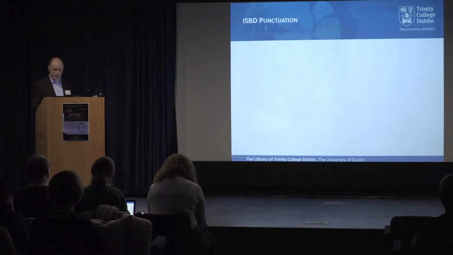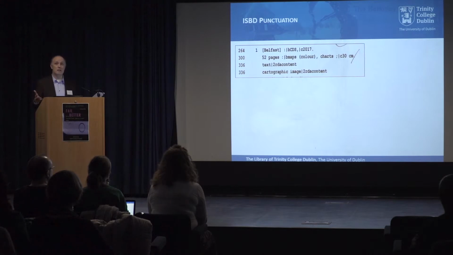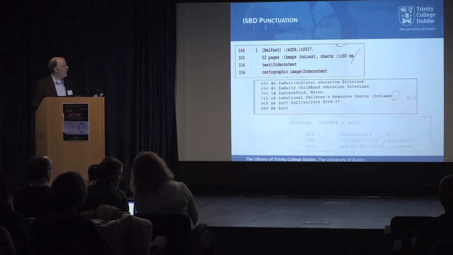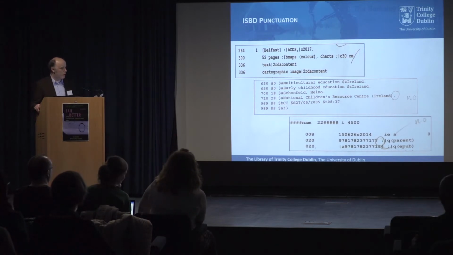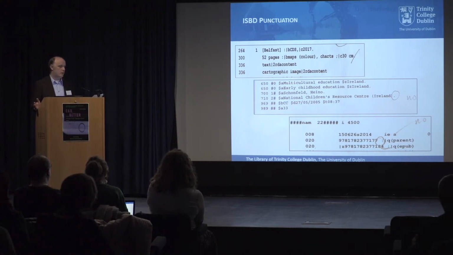For example, the field for physical description, the 300, never ends in any punctuation unless it's followed by a series statement. There's never any punctuation after round brackets, and the 020 field, where we record the ISBN, now has a separate subfield to accommodate format statements. But this is not preceded by any punctuation, and I get this wrong all the time, and I find it really infuriating. But I'm not going to talk about punctuation anymore.